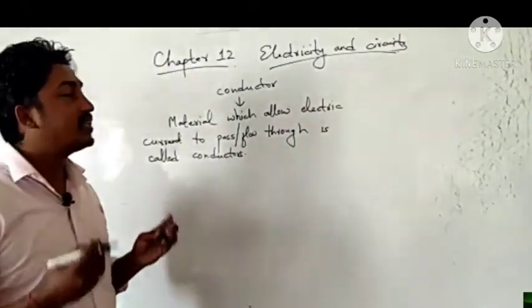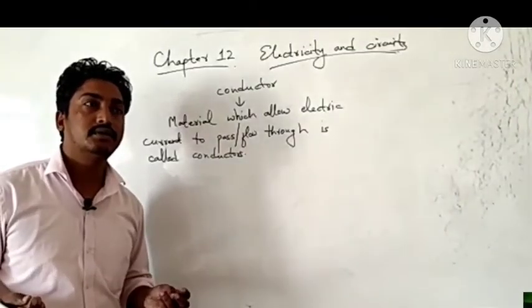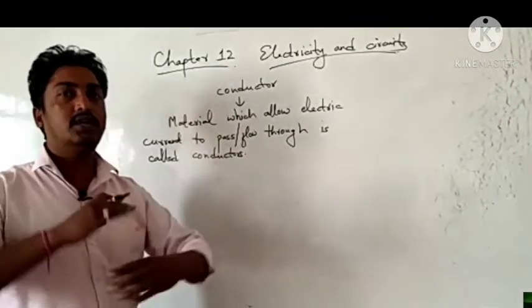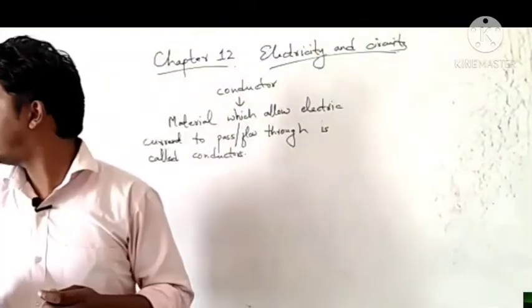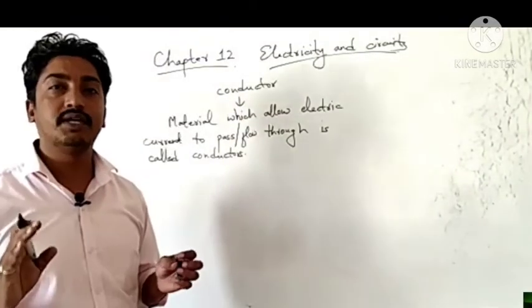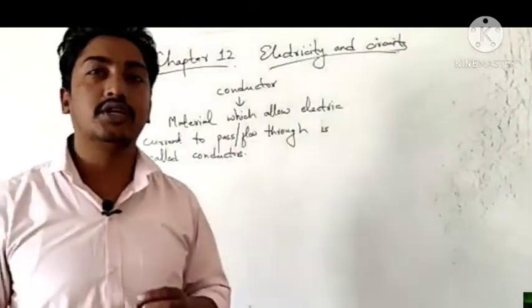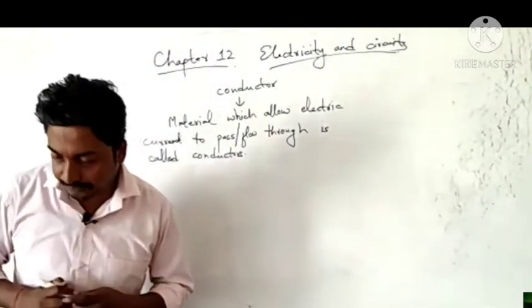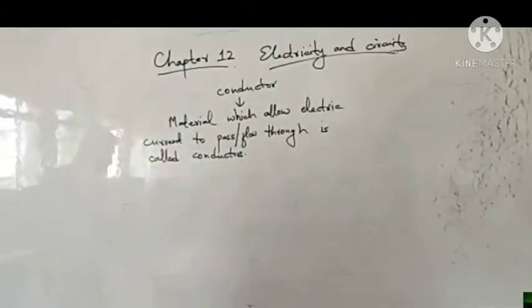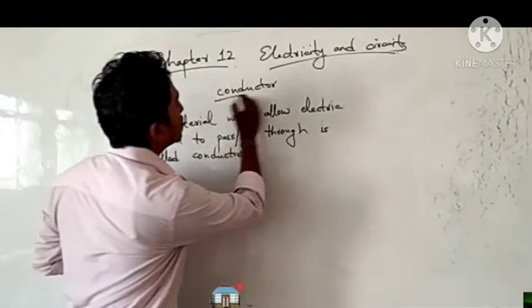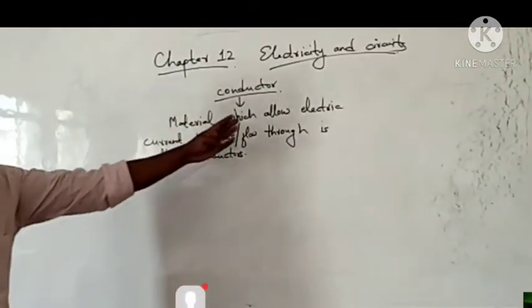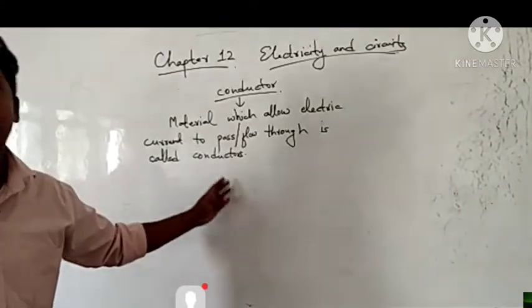So wires are mostly made up of copper, and the outer layer of the wire is made up of insulators. I'll show you that. First of all, we will discuss what we mean by conductors and what we mean by insulators. So we have a definition of conductor: material which allows electric current to pass through them is called conductors.